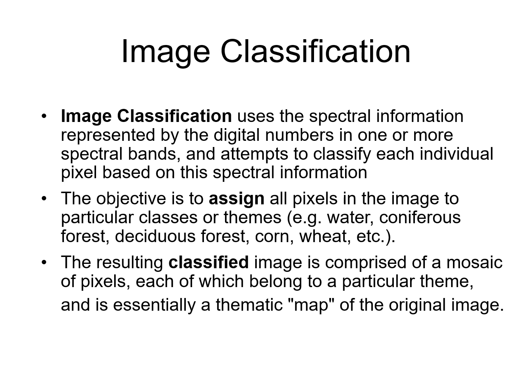So classes or themes could be water, it could be coniferous forest, deciduous forest. You could be doing an agricultural classification, so the classes might be corn or wheat. And then the resulting classified image is a mosaic of pixels, each of which belongs to a particular theme. And so you then have a thematic map of the original image.